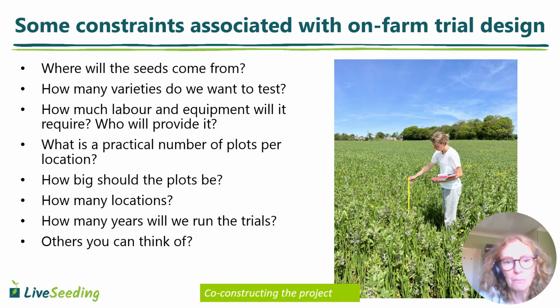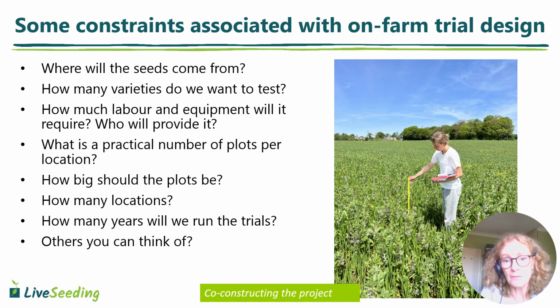Again, practical numbers of plots. I mean, researchers, if you work with them, will always want multiple plots, multiple replications where it's the same variety again and again, right? Because it improves statistical rigor, but what's really practical for the farm? Again, how big should the plots be? Scientists, researchers may be used to very small plots that are suited to small experimental equipment, but if it's a farmer trial where the farmers are doing the actual establishing of the trial and managing the trial and harvesting the trial, then size is really important.